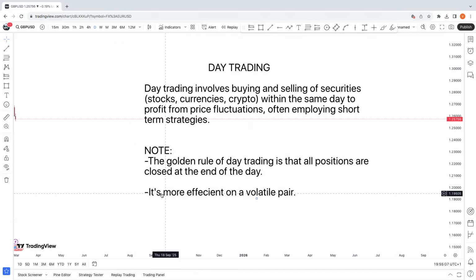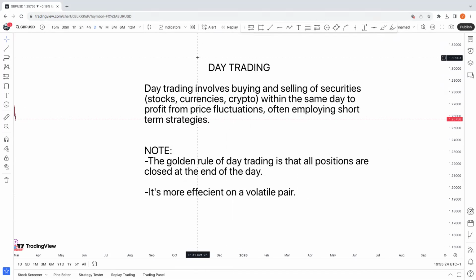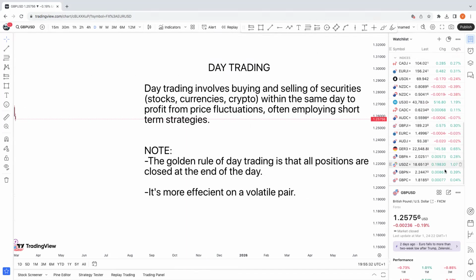And the second thing to note here is this strategy is more efficient on a volatile pair. Now, that's why we are using GBP USD, right? Pairs such as GBP USD, Euro USD, gold, and all these types of volatile pairs is where you can actually day trade effectively, right?